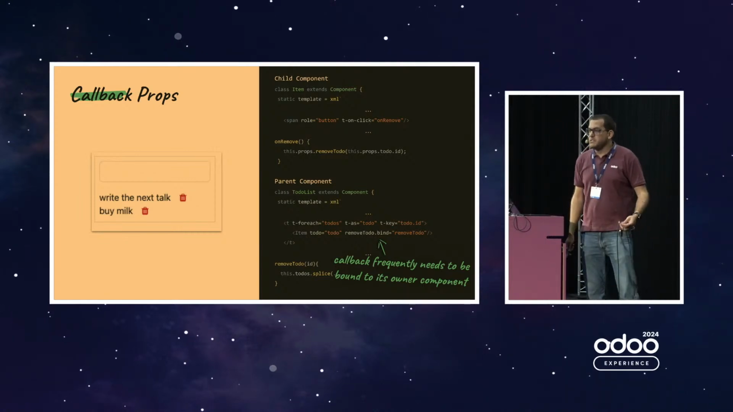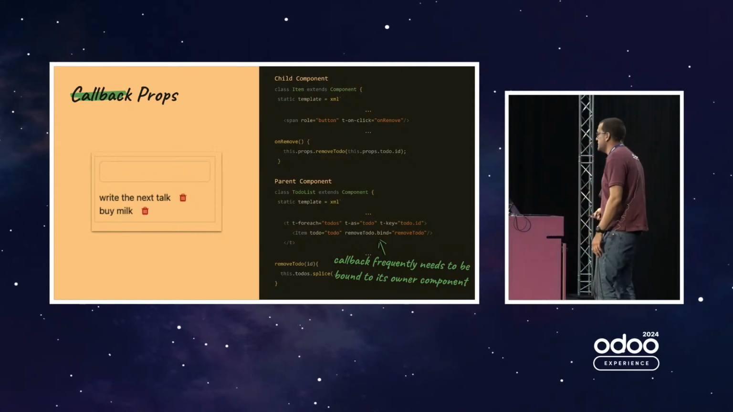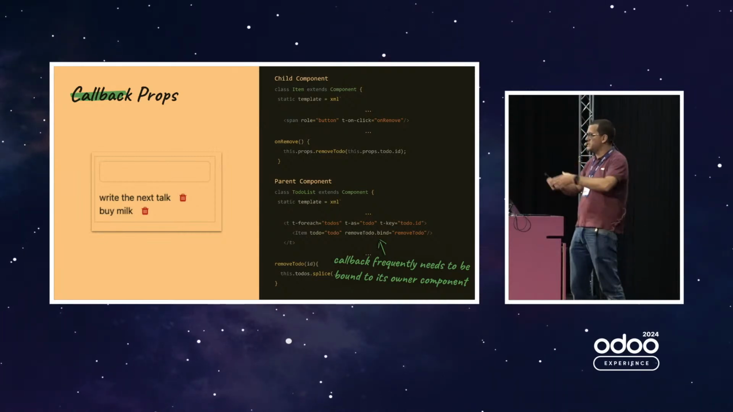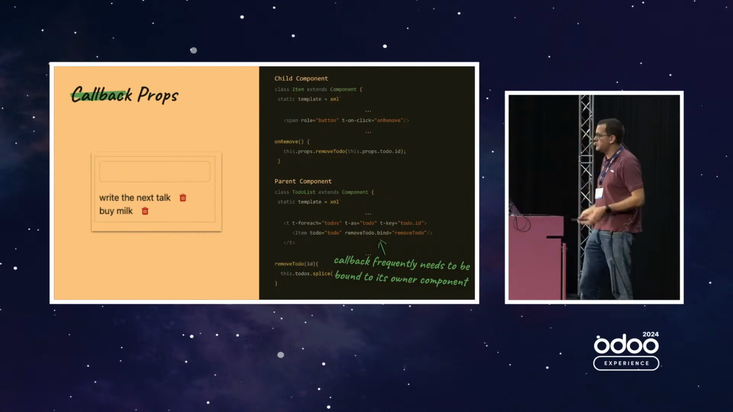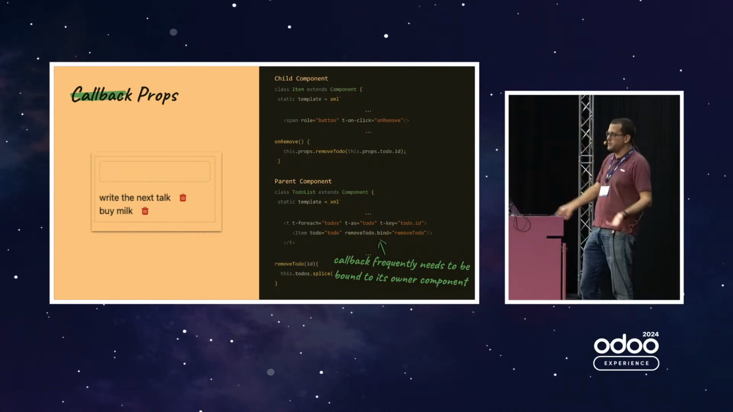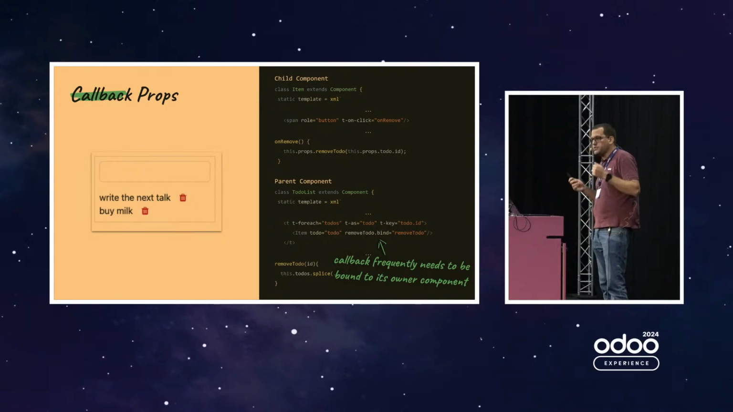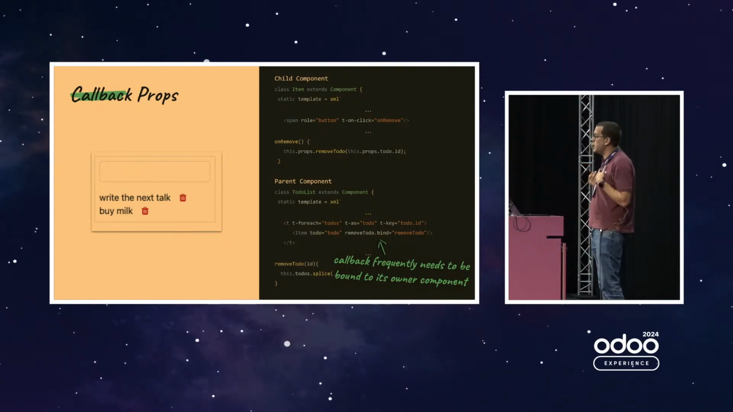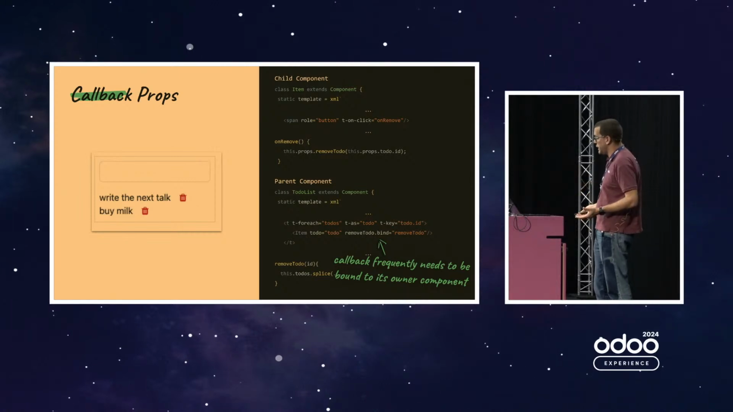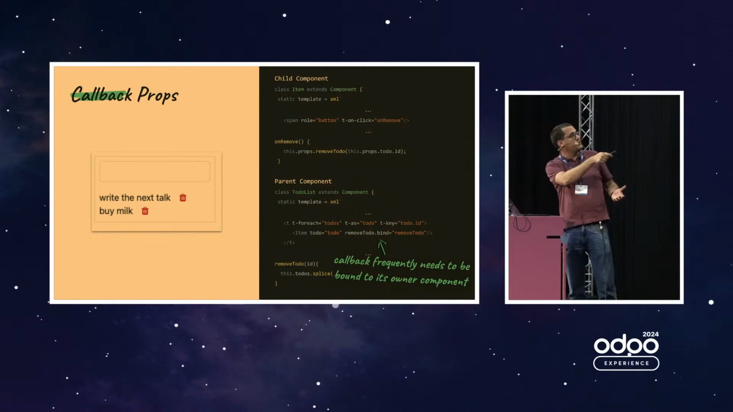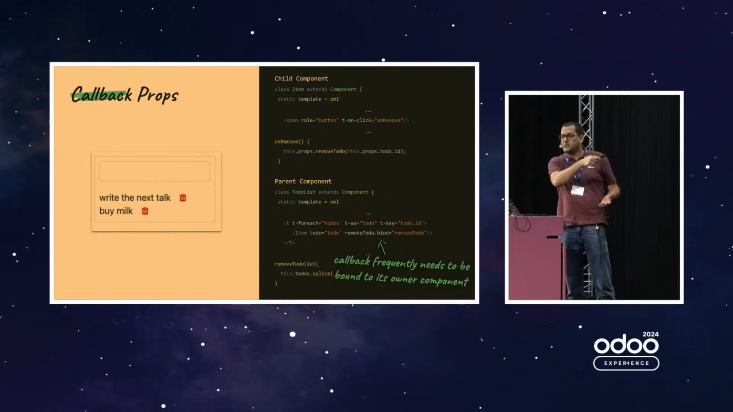So in JavaScript, functions and classes are objects. If you give somebody, in this case the parent gives a function to the child, when the child is going to execute that function, it is going to be executed with the context of the child. But we don't want to execute the function with the context of the child, because the function is going to search for the to-dos to remove the to-do, and this is not in the child.